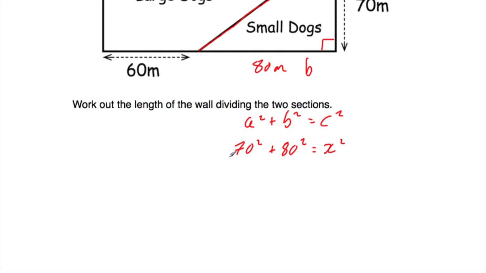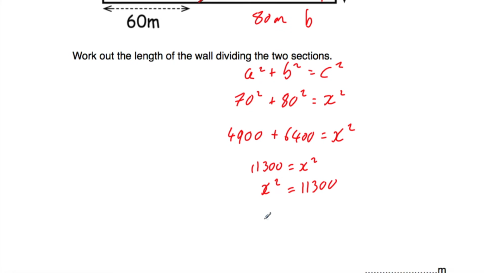70 squared, well, 70 times 70, it's a calculator question, is 4,900, plus 80 squared, that's 80 times 80, 6,400, is equal to X squared. 4,900 plus 6,400 is equal to 11,300, and that's equal to X squared. So that's the length of the wall squared, so we want to square root. Let's just turn it around: X squared is equal to 11,300, so X is equal to the square root of 11,300, and if we do that, we'll find the length of the wall.